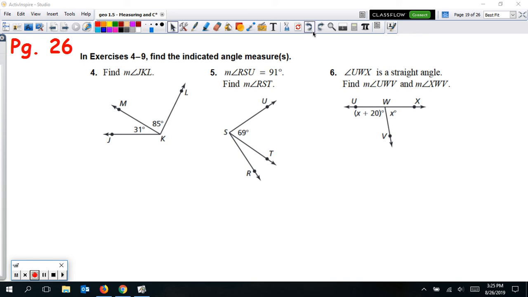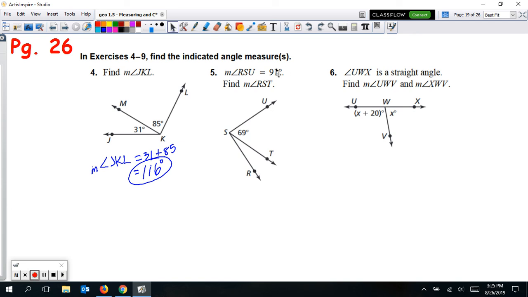So the measure of angle JKL is equal to 31 plus 85. And when you add 31 and 85 together, you're going to get 116 degrees. That's the measure of angle JKL. Number 5. This one tells us up here that the measure of angle RSU, so RSU is the big one, is 91 degrees. So it's almost a right angle, but it's still obtuse because it's more than 90.